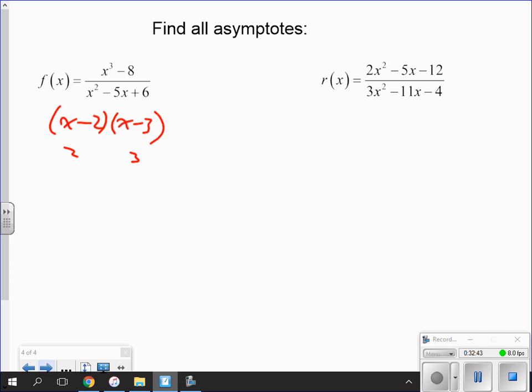What would make them not vertical asymptotes? If the numerator is 0. What kind of a polynomial do I have in my numerator? I have the difference of two cubes, which factors into x minus 2, the cube root of the first minus the cube root of the second, times x squared plus 2x plus 4. You must remember the formula.